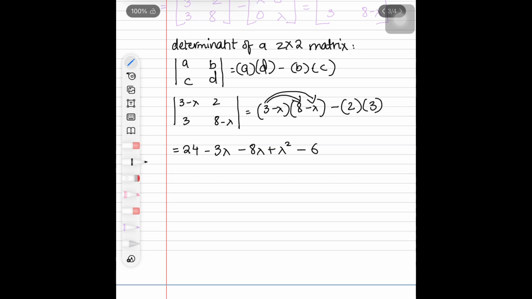So here we have lambda squared minus 11 lambda plus 18 equals 0. Let's solve for this one. So, factor it out.